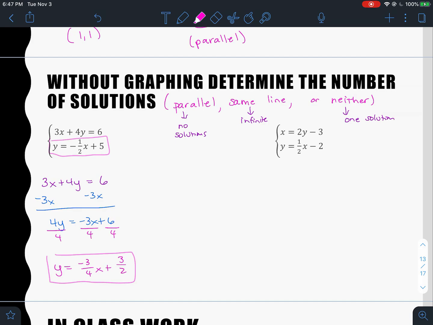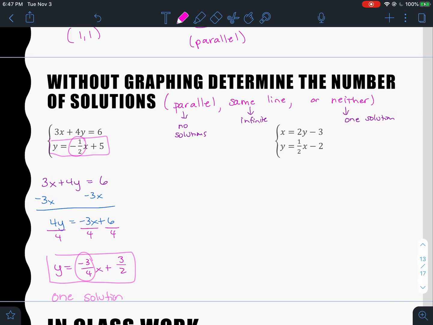So these are my two lines: y equals negative 3/4 x plus 3/2, and y equals negative 1/2 x plus 5. Well, obviously they're not the same line, and they don't have the same slope. One slope is negative 1/2, one is negative 3/4. Since they're not the same line and they're not parallel, if you were to graph these, they would have one solution. They would intersect at one point.